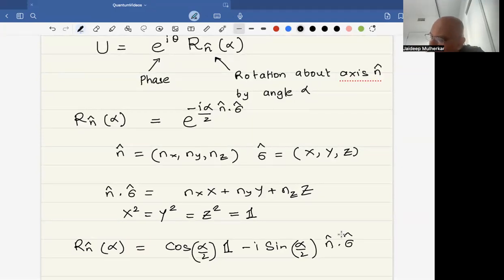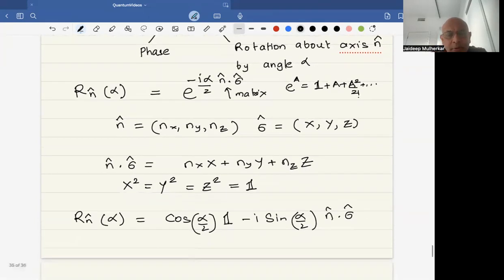Okay, so this can be shown by the fact that the Pauli matrix squares up to the identity. And of course, I didn't mention that this is a matrix. So when I say e to the power a matrix, this is just the expansion of identity plus A plus A squared over 2 factorial and so on, just like we define for the real numbers. And this is well defined provided A has certain properties and so on.